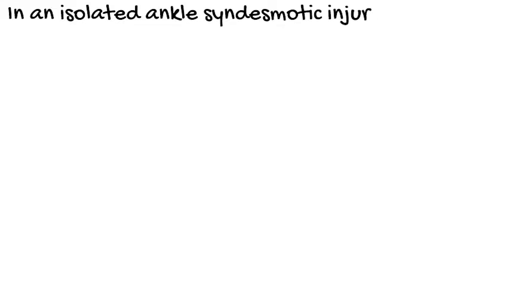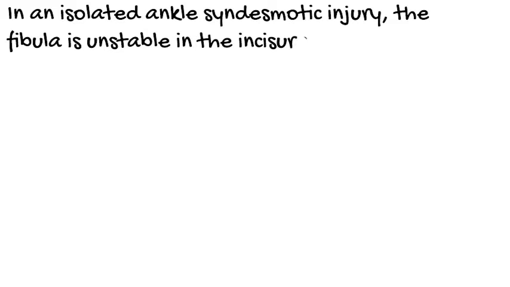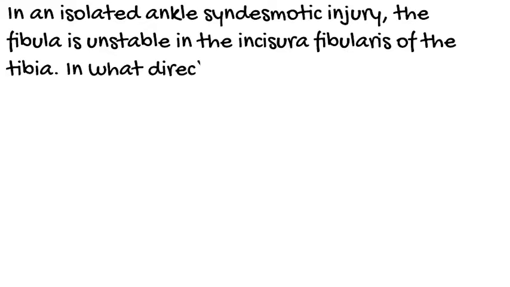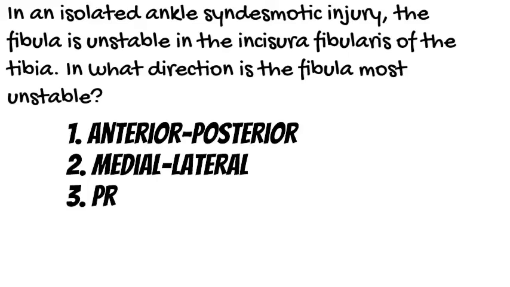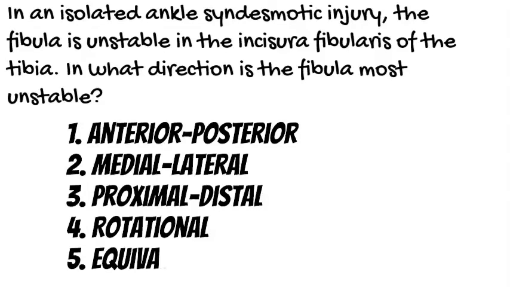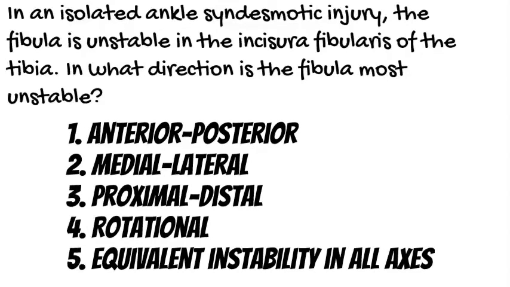In an isolated ankle syndesmotic injury, the fibula is unstable in the incisura fibularis of the tibia. In what direction is the fibula most unstable? 1. Anterior posterior, 2. Medial lateral, 3. Proximal distal, 4. Rotational, 5. Equivalent instability of all axes.